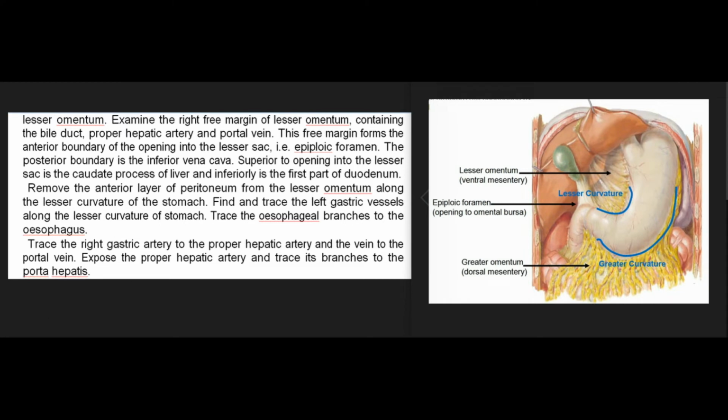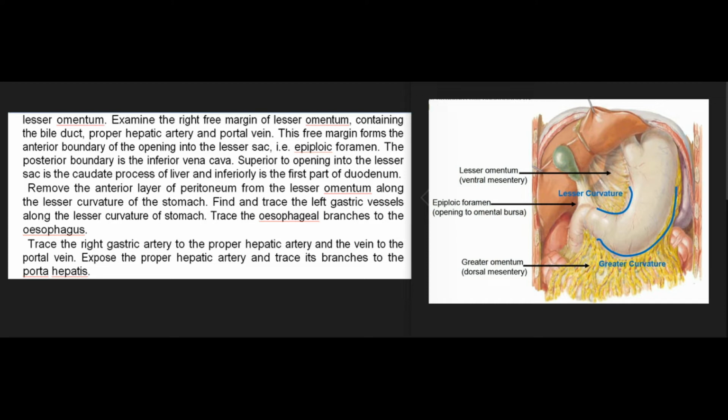Examine the right free margin of the lesser omentum, containing the bile duct, proper hepatic artery and portal vein. This free margin forms the anterior boundary of the opening into the lesser sac, i.e. the epiploic foramen. The posterior boundary is the inferior vena cava. Superior to the opening into the lesser sac is the caudate process of the liver and inferiorly is the first part of the duodenum.